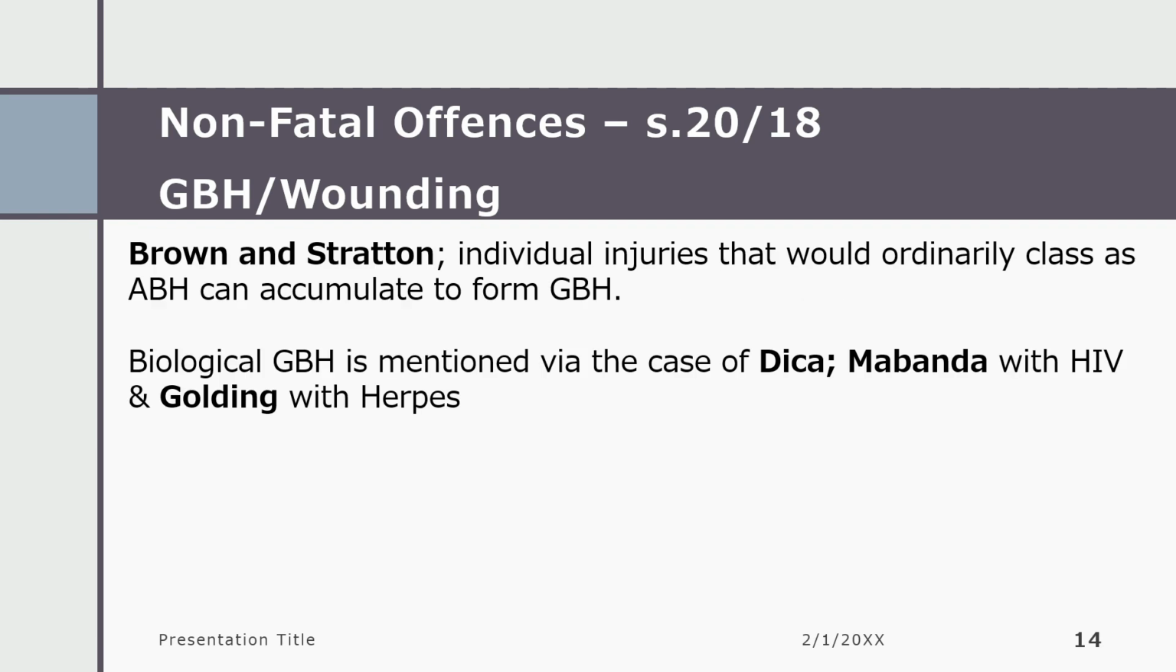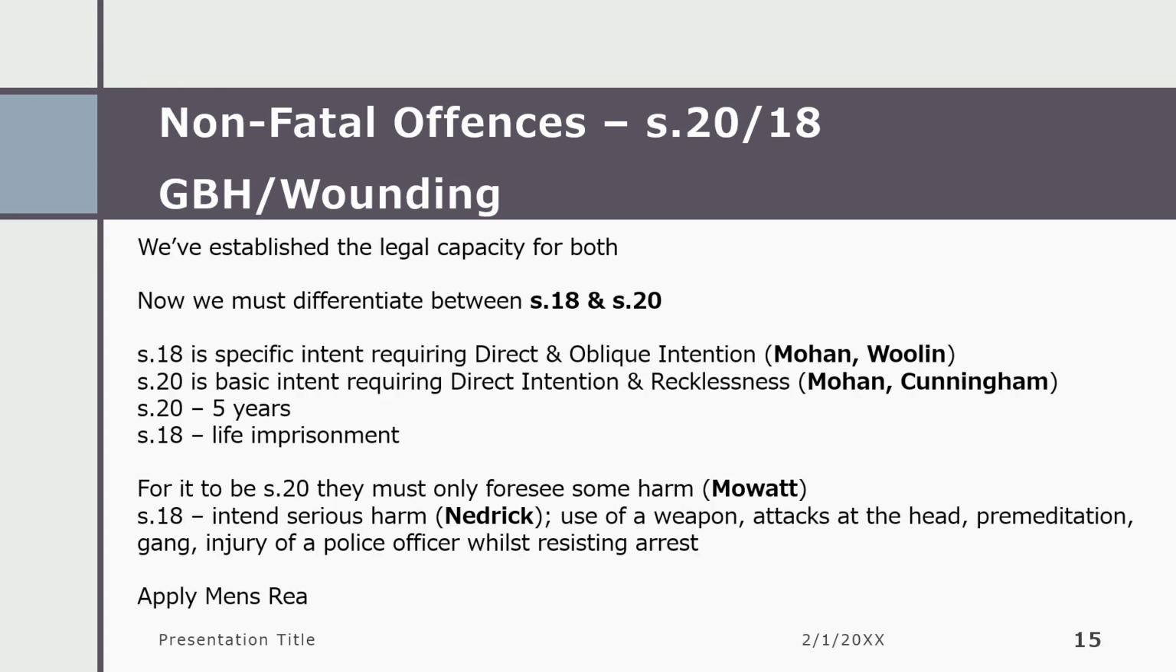So Brown v. Stratton states that individual injuries that would ordinarily class as ABH can accumulate to form GBH. Biological GBH is mentioned with the case of Dica and Mabanda with HIV and Golding with herpes. So now that we've established the legal capacity for both, we must determine between section 18 and section 20.